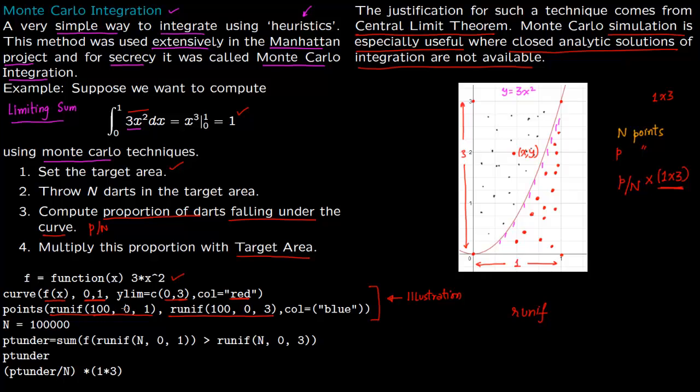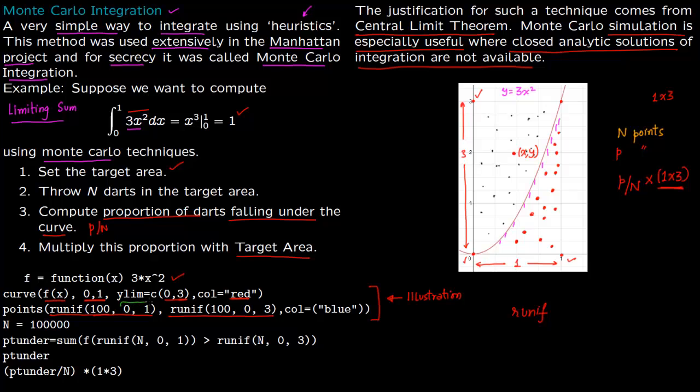The x coordinate is 100 points between 0 and 1, and the y coordinate is 100 points between 0 and 3. So obviously every point has two coordinates. The x coordinate will lie between 0 and 1, and the y coordinate lies between 0 and 3. You can see the y coordinate goes from 0 to 3, and the x coordinate goes from 0 to 1. And that's precisely what we have done here.